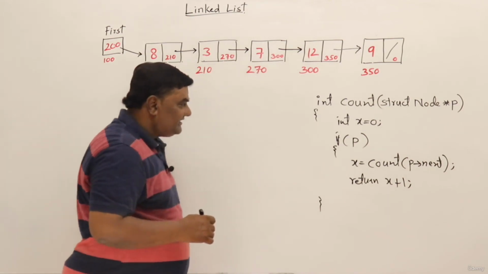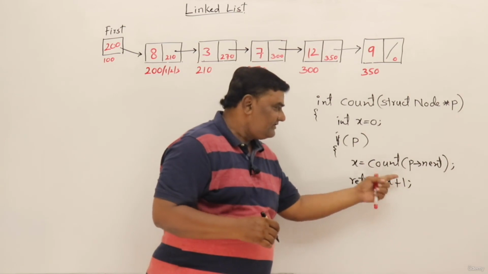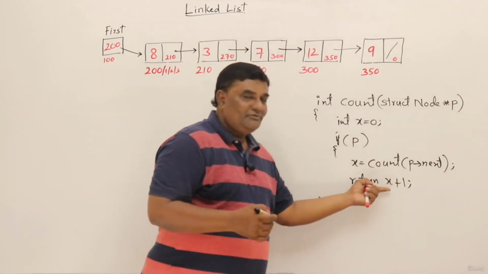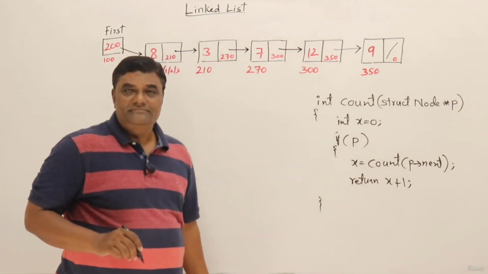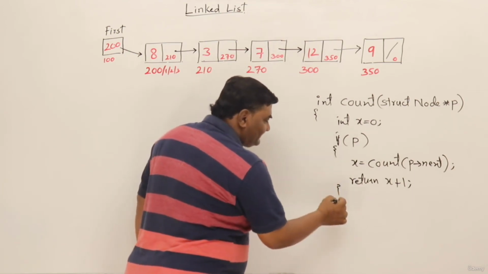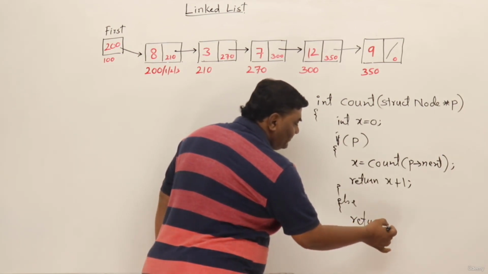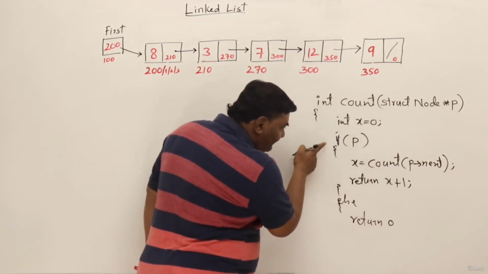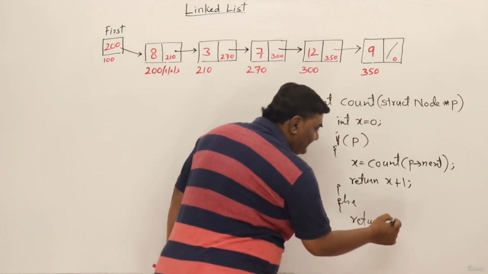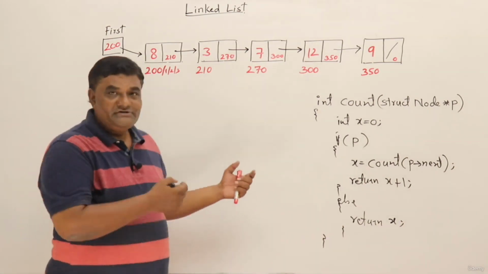So I have introduced one variable. See, earlier in the previous one, this was count of P's next, then plus 1. So instead of writing count here, I have taken it in some variable, then that variable I am using here. So you can introduce a variable also. Then else, if it is null, then return 0. So I will return 0. So see, if it is coming in the else part, it means x is remaining 0 only. So I can even say return x. This means 0 only. So you can introduce a variable also.